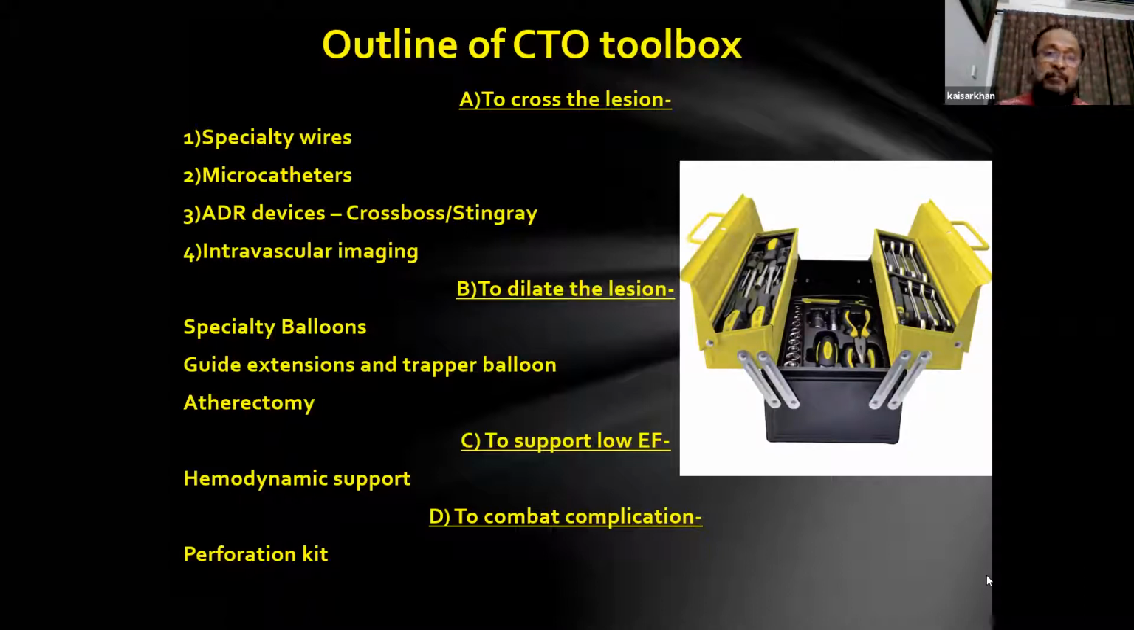To cross the lesion: specialty wires, CTO wires. For supporting these wires: microcatheter, ADR devices, which are usually used in antegrade CTOs, not for retrograde, and intravascular imaging. To dilate the lesion, we need specialty balloons, Guide Extension and trapper balloon, and sometimes when the wire crosses but the balloon does not pass, rotablation. To support low EF, hemodynamic support, sometimes Impella. To combat complication, perforation kit.